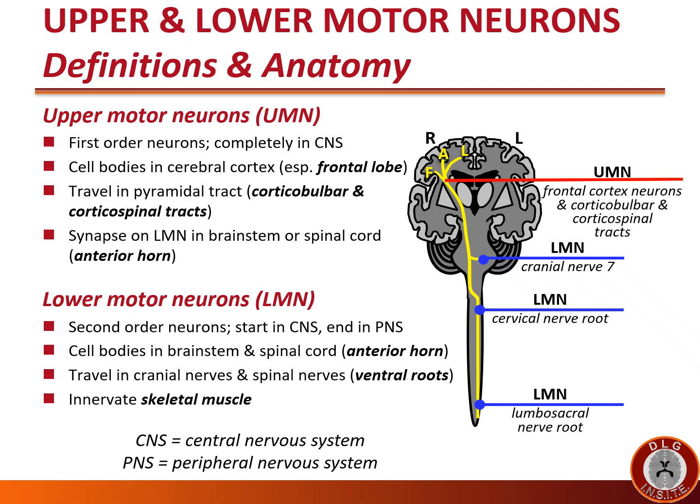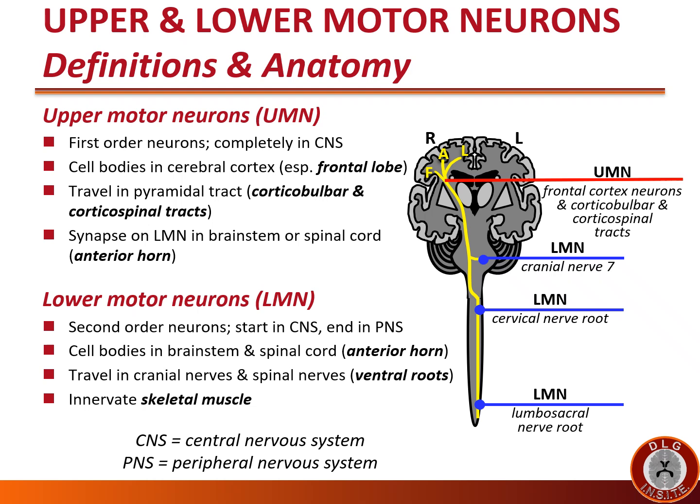When one localizes a lesion that causes weakness, one must consider upper and lower motor neurons. Upper motor neurons are first-order neurons completely in the central nervous system. They start in the frontal lobe. The cell bodies are in the cerebral cortex in the frontal lobe. And they travel via the pyramidal tract, which is the name for the corticobulbar and corticospinal tracts together. And then they synapse on a contralateral part of the brainstem, the lower motor neuron in the brainstem, or the lower motor neuron in the spinal cord. In the spinal cord, that's called the anterior horn.